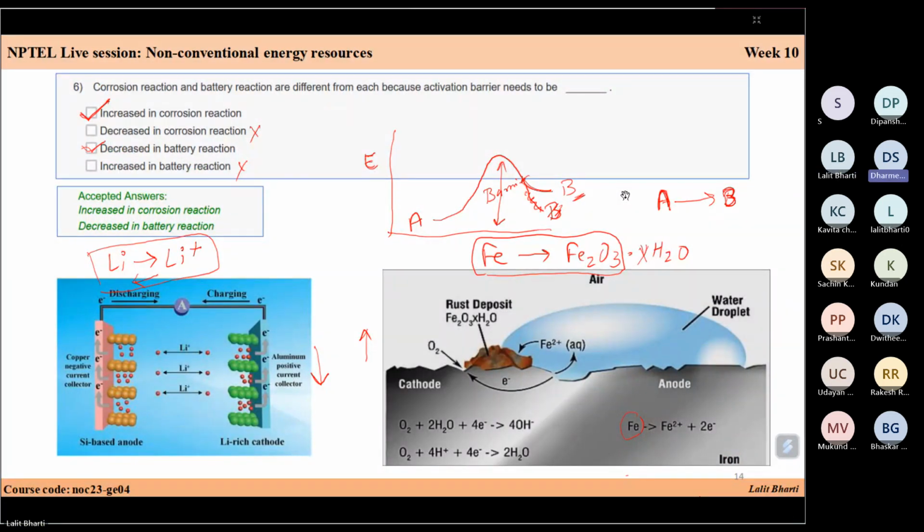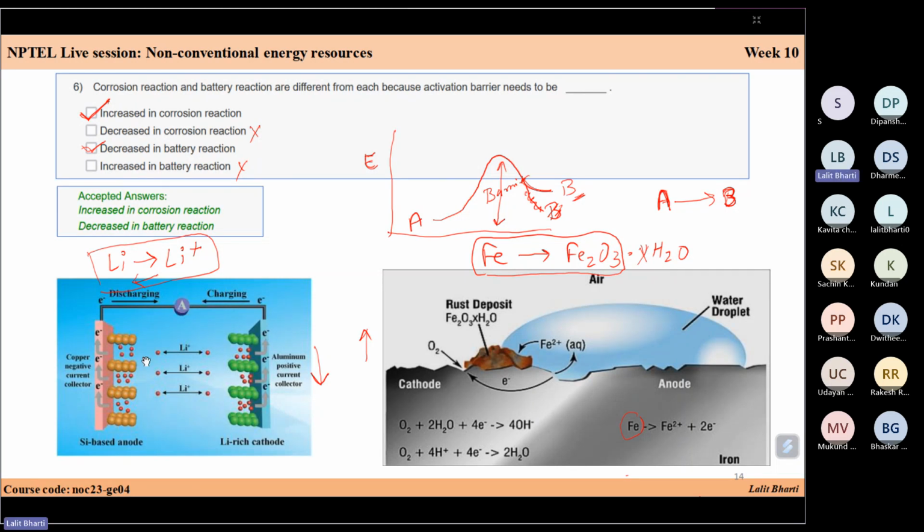Sir, corrosion reaction and battery reaction are both different. Definitely. Different means we're just taking one perspective of electrochemical reactions. Here also you are getting lithium to lithium plus, some oxidation here, some reduction in the opposite way. And here also we are getting Fe to Fe2 plus. So in that way, it is also an electrochemical reaction, and a battery is also an electrochemical reaction.